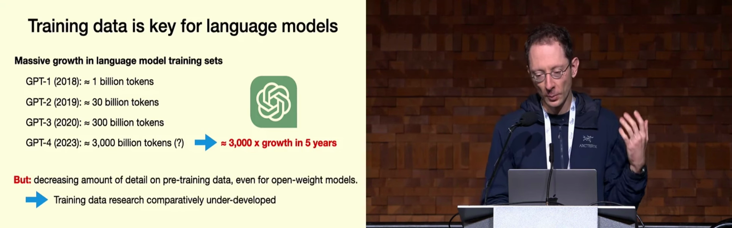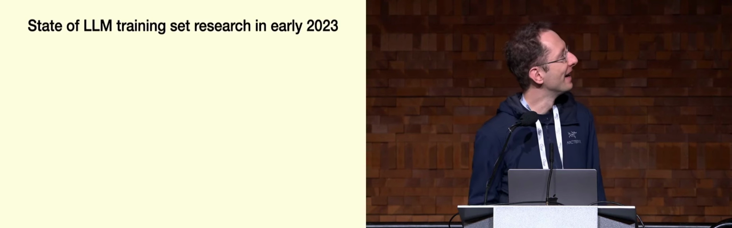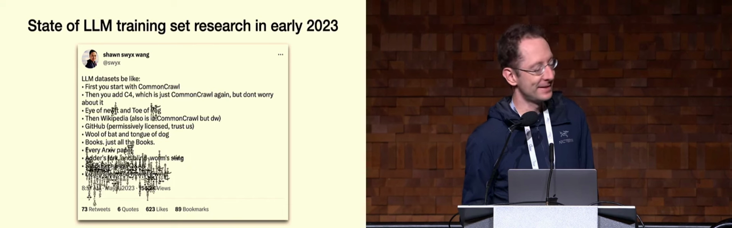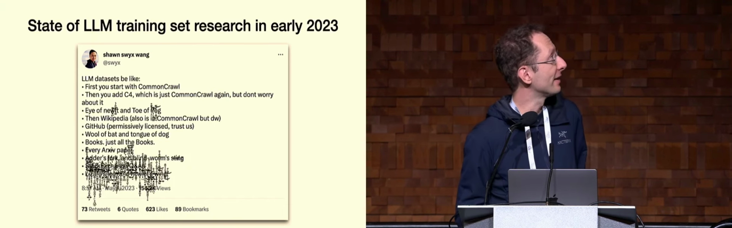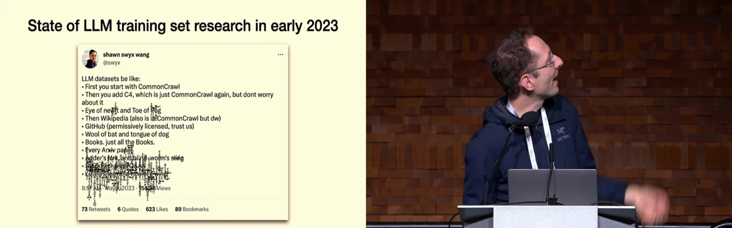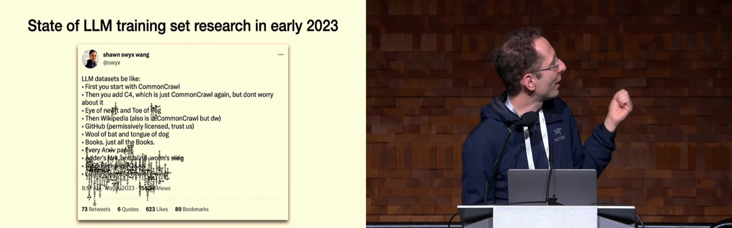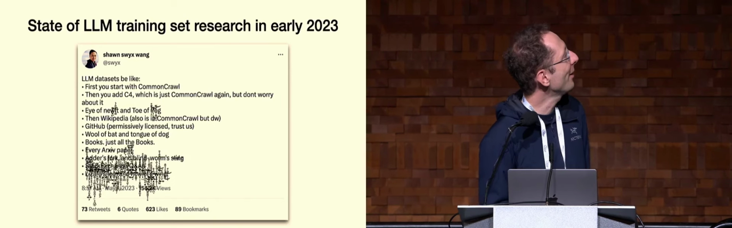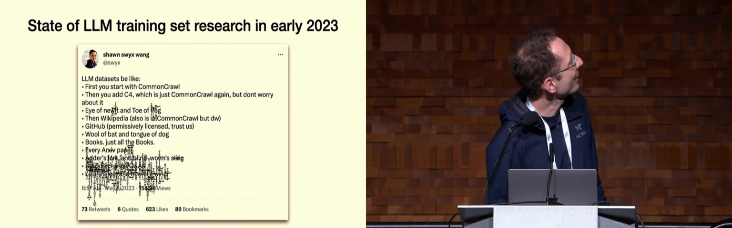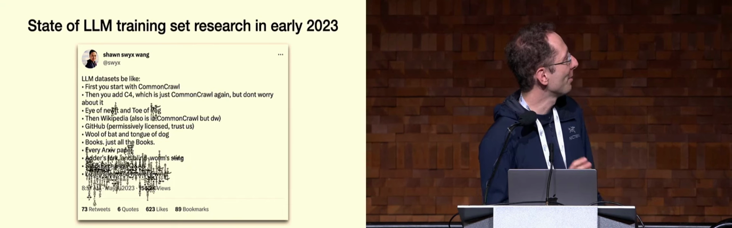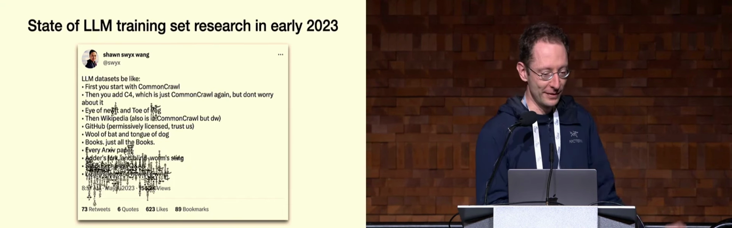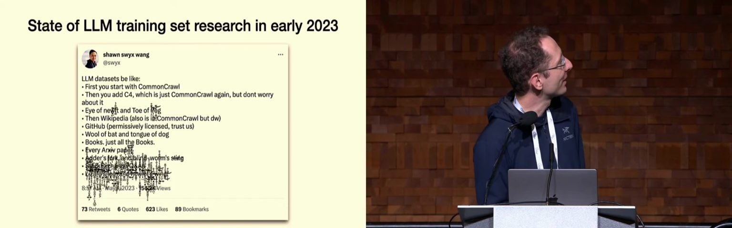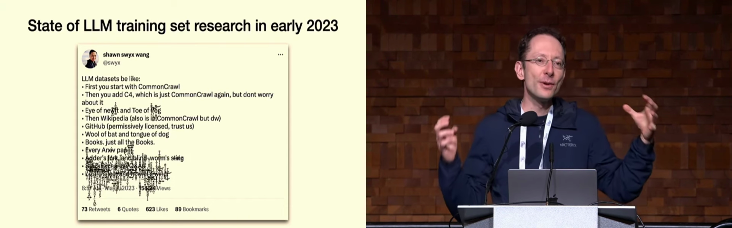And if we go back 1 year to 2023, there was a tweet that I found very funny because it summarized the state of the art of LLM training data in an amusing way. LLM datasets be like: first you start with Common Crawl, then you add C4, which is just Common Crawl again, but don't worry about it. Eye of Newt and Toe of Frog. Then Wikipedia, also in Common Crawl, but again, don't worry. GitHub, permissively licensed, trust us. Rule of Bat and Tongue of Dog. Books, just all the books, every archive paper, and so on. Basically, it was very, very ad hoc.